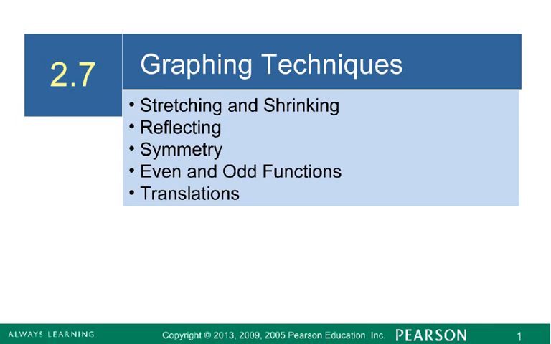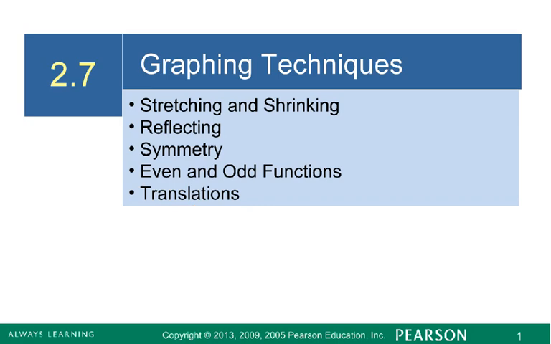of our functions, and also something called reflecting. And something that goes along with reflecting, we might see something called symmetry. And then also something that goes along with symmetry are things called even and odd functions. So we'll be looking at determining how to tell whether a function is even or odd. And then finally, something called translations.